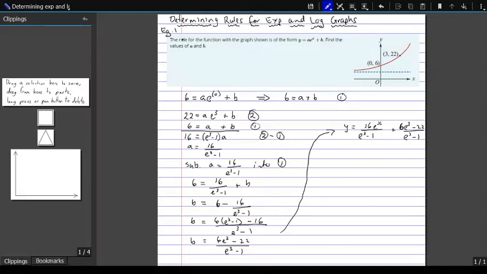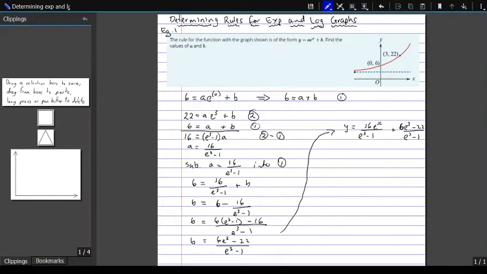So what we're going to look at now, given the graphs of some exponential and log functions, is working out what the rules are for them. Okay, so the examples I'm going to look at are just taken from the yellow textbook in section 5F. So this is the first example we've got.